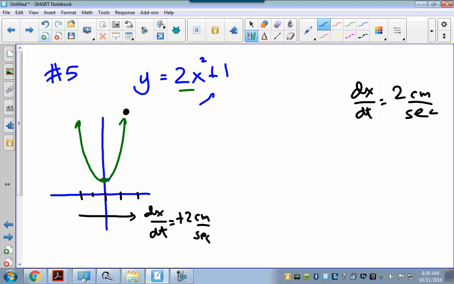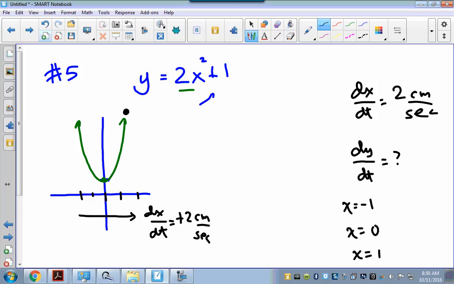And our task is to find out what dy/dt is, and they do want us to find this when x is equal to negative 1, when x is equal to 0, and when x is equal to 1.